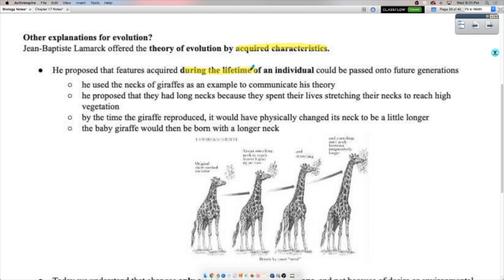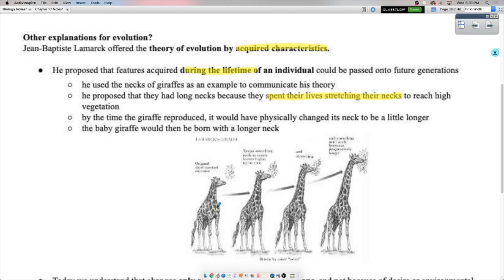And he said, well, they spend their whole lives stretching their necks to reach high vegetation. So go back to this guy here, this little short neck giraffe, and imagine his whole life he's stretching to reach trees. And by the time he goes from a baby to very old, that's a lot of time stretching your neck. And so it actually might make your neck be a little bit longer. It might make it be a bit more stretched.